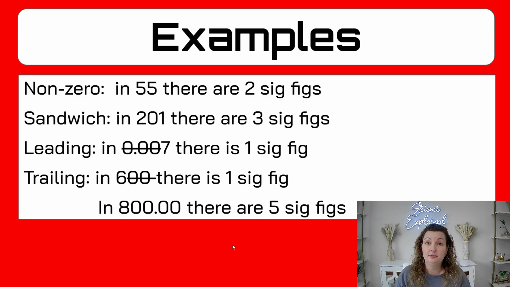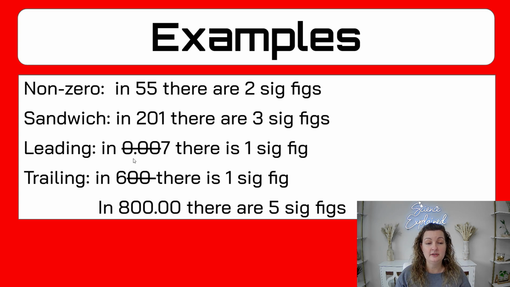So here's some examples of what we just talked about. The non-zero, so if we take 55, there are 2 significant figures there, a 5 and a 5. Sandwich zeros, 201, there are 3 significant figures, the 2, the 0, and the 1. They all count. And 0.007, there's actually only 1 significant figure, and that's a 7. The leading zeros, remember, they do not count. Even if there's a decimal, we will not count those.